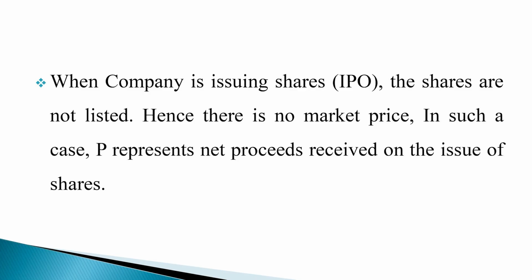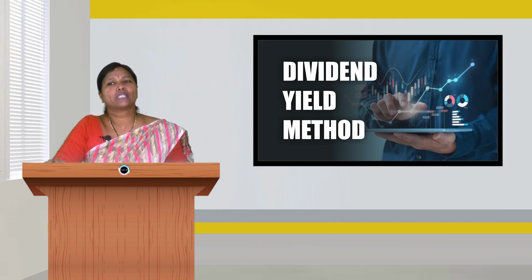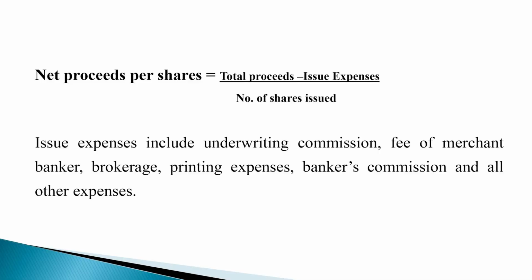But one important point you should note, when the company is issuing the shares, means initial public offer, the shares are not listed. Hence, there is no market price, there is no P value. So, in such a case, P represents the net proceeds received on the issue of shares. You should apply this particular formula to calculate the P value. So, what is the formula? Net proceeds per share is equal to total proceeds minus issue expenses divided by number of shares issued. Now, issue expenses include underwriting commission, fee of merchant banker, brokerage, printing expenses, banker's commission, and all other expenses.